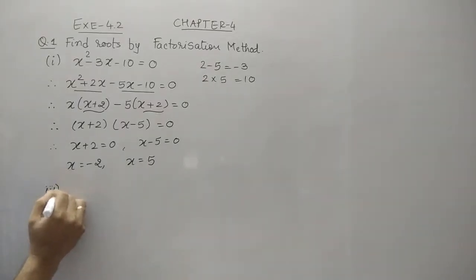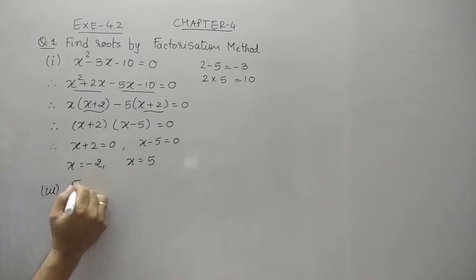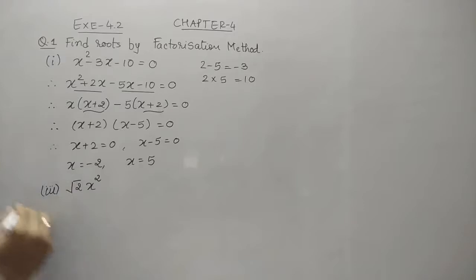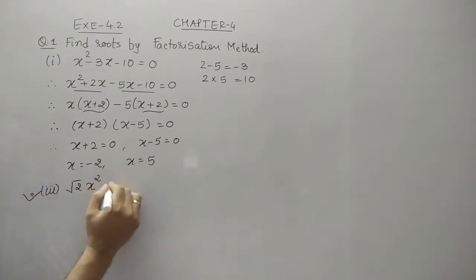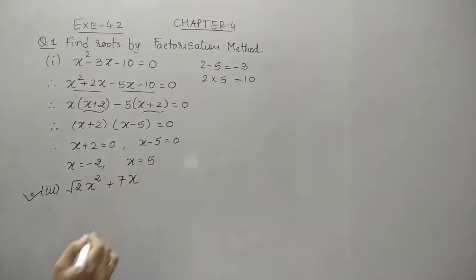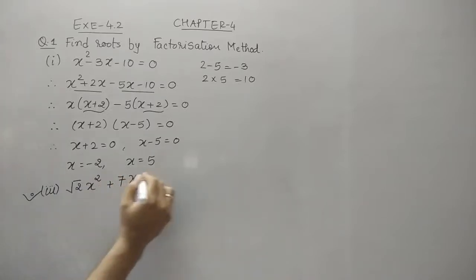I'll go for the third number, which is quite interesting. That is root 2x squared. See, again the irrational exists. Remember students, these are the important questions to come into the examination. The root question: plus 7x plus 5 root 2.